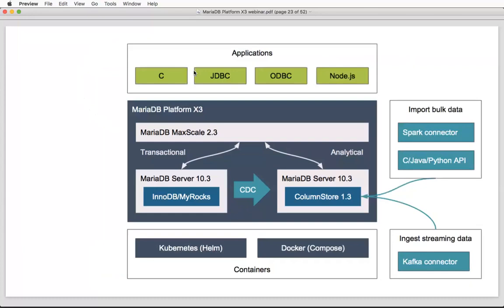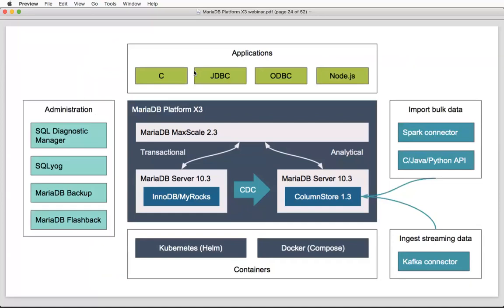There are a number of clients, C, JDBC, ODBC, those have been the big three for a long time. A few months ago, we also announced support for Node.js as well. And then administration tools, SQL Diagnostic Manager and SQLyog for monitoring and management, ReadDB backup, as well as ReadDB flashback.